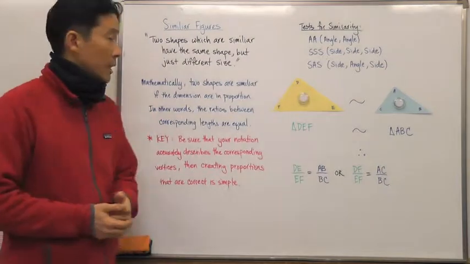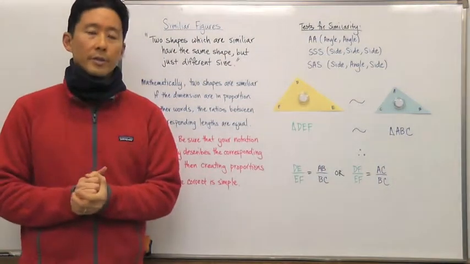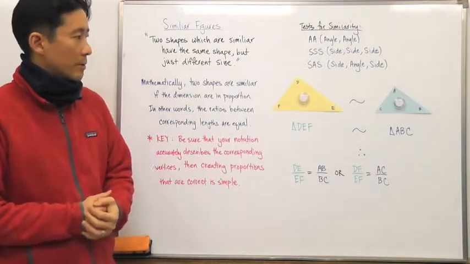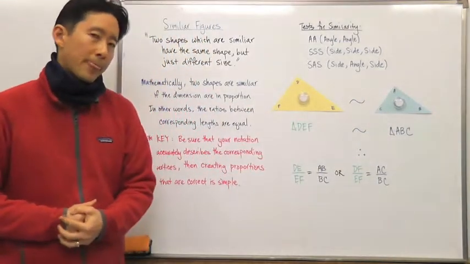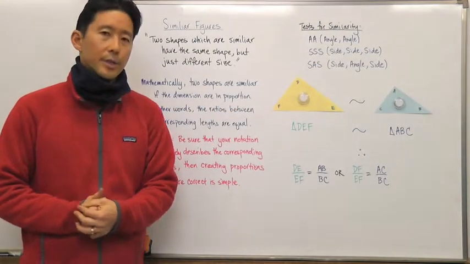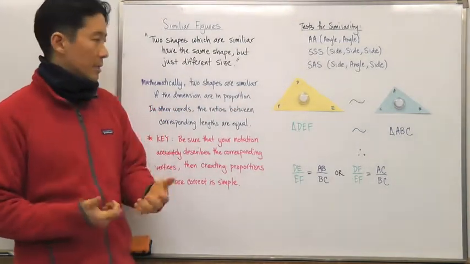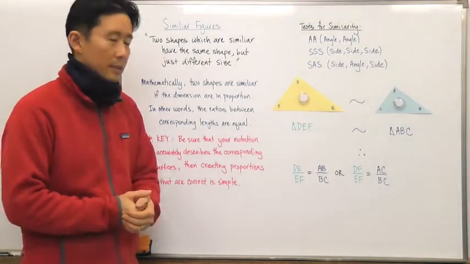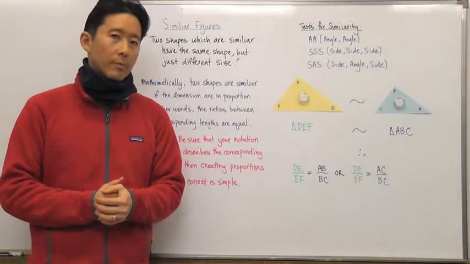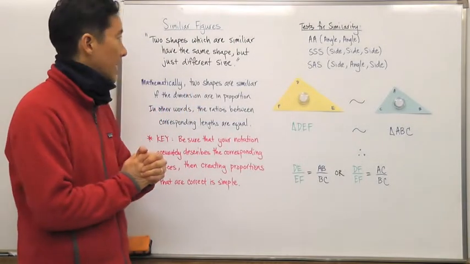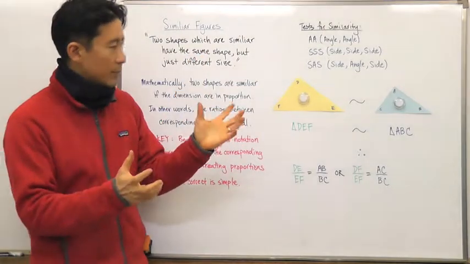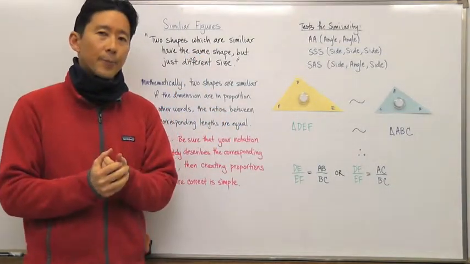Hello everyone, let's go ahead and take a look at similar figures. Now, if I was to show you this yellow triangle and this blue triangle, and I ask you, are these two shapes similar to each other? Of course, you would probably look at them and say, wow, yeah, they look kind of similar to me. I think for the most part, people generally have a sense that if two shapes are similar, they have the same shape, but they're just a little bit different in size.